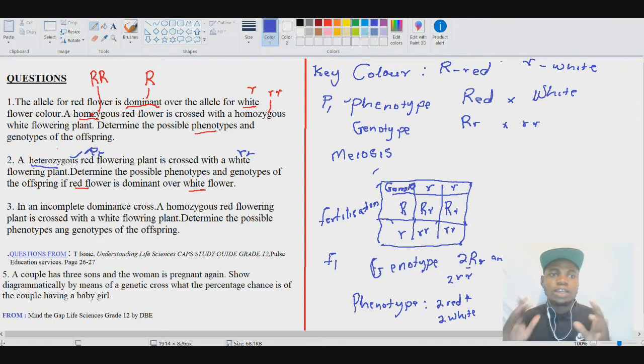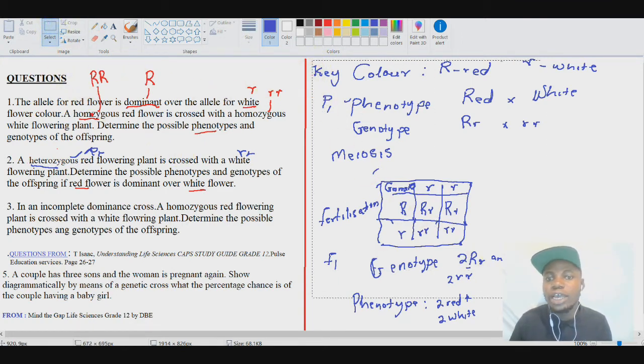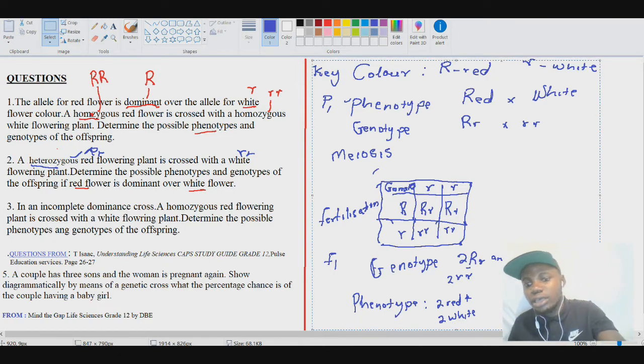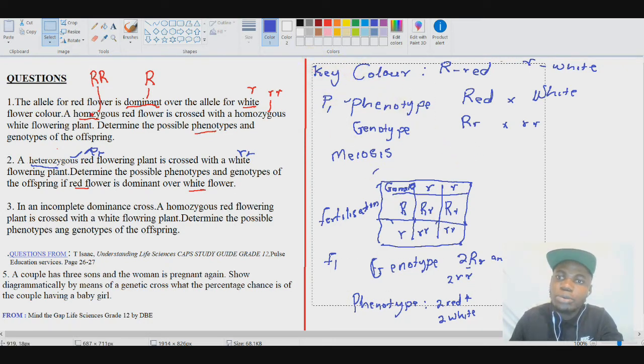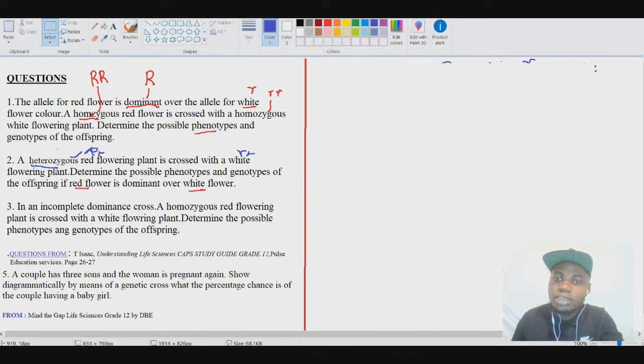So now let's look at the next question, okay? So we have answered number 2 correctly, okay? So now let's open some space for us to write, all right? Wait, what's happening now? Okay, the technology is getting to be on a lockdown mode, pardon me, guys, okay? Right. Okay, now they are saying number 3, in an incomplete dominance cross.